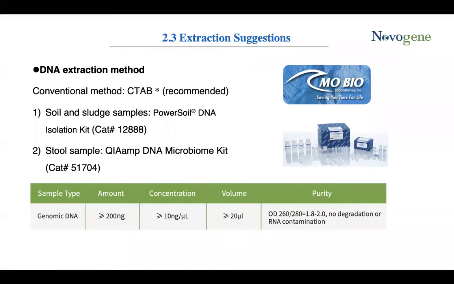And after the extraction, the sample amount we need at Novogene is more than 200 nanograms of total DNA, with concentration higher than 10 nanograms per microliter, and the total volume more than 20 microliters.